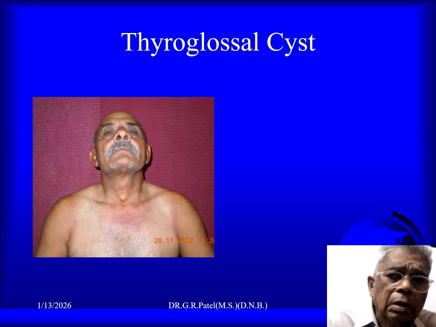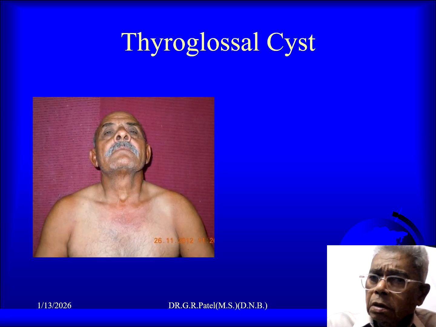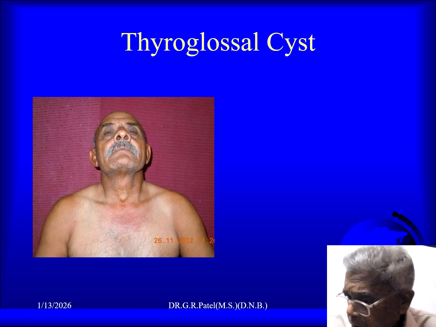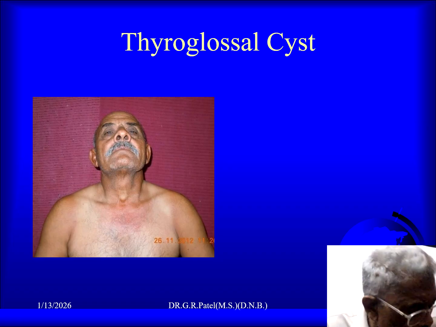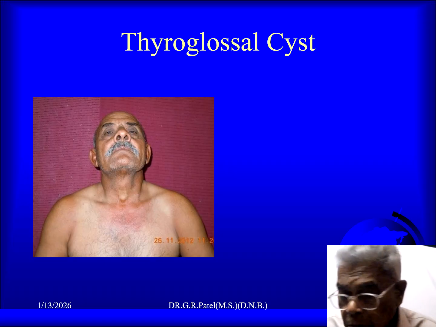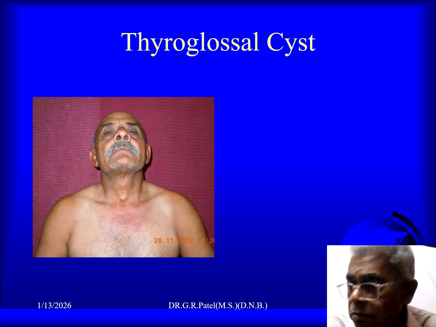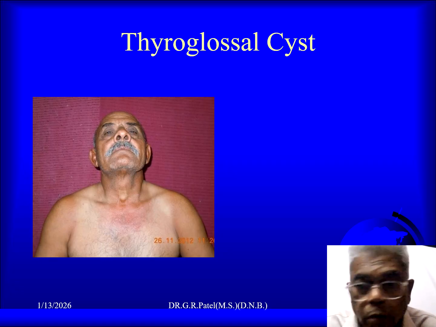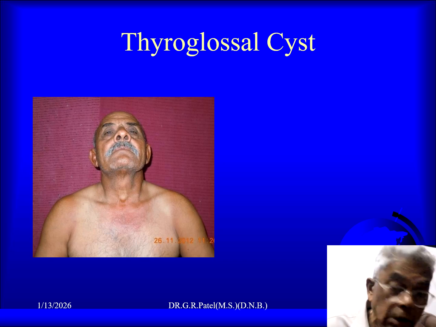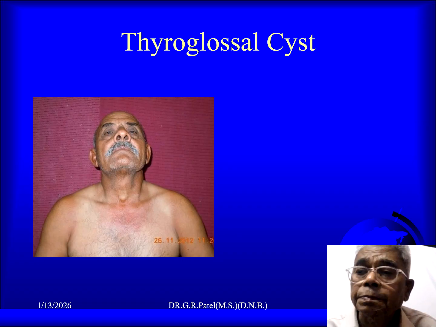Thyroglossal cyst. Thyroglossal cyst is a congenital abnormality. A cyst developed in the thyroglossal duct, starting from the foramen cecum of the tongue, passes through the hyoid bone and gets attached to the pyramidal lobe of the thyroid. So it is congenital. Still, it can manifest at older age.